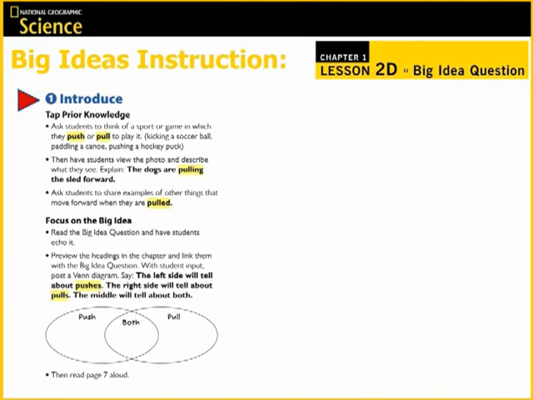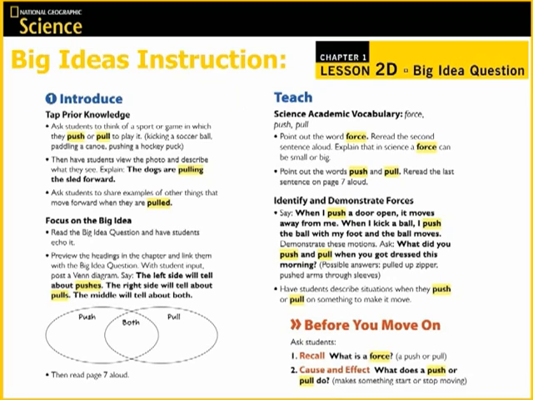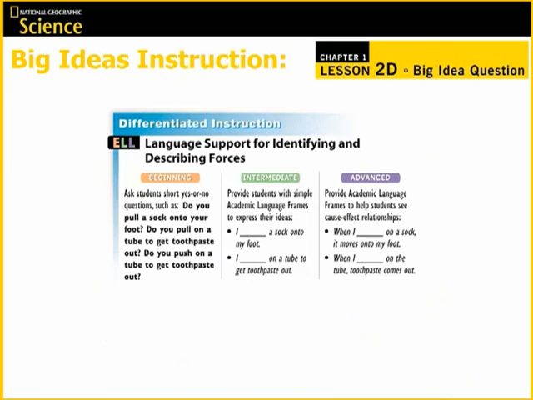Now it's time to focus on big idea questions and get students motivated to read more about it. The lesson starts with tapping prior knowledge and focusing on the big idea. Then it moves on to teach academic vocabulary and identify and describe or demonstrate the meaning. And before moving on to reading, a Before You Move On reminder is provided to help you assess students' understanding of what's been covered so far. Differentiated instruction provides language support for English learners at all proficiency levels as they discuss the big idea question.